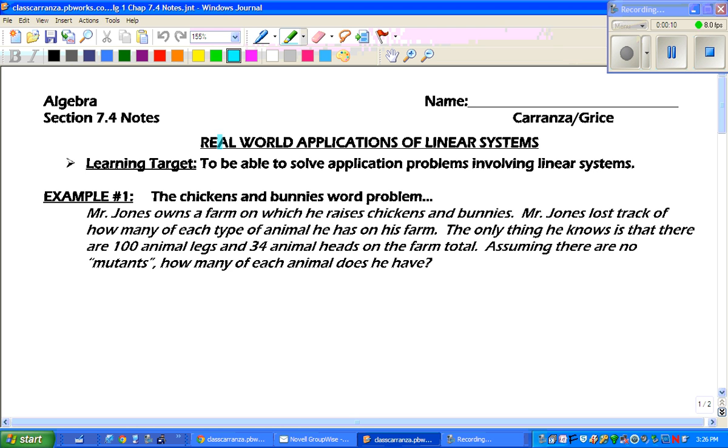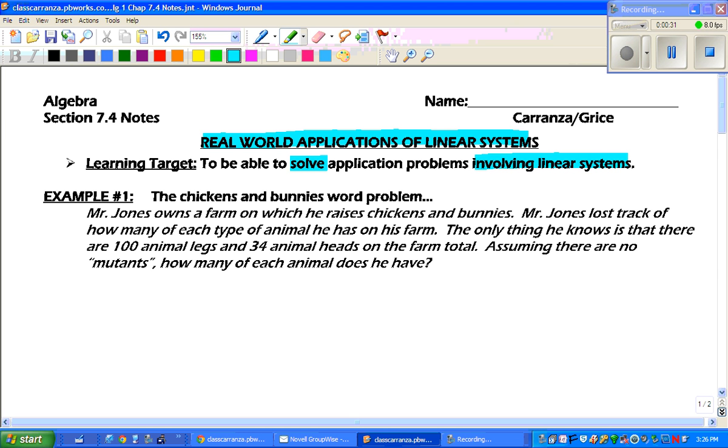Today we are talking about real-world application of linear systems. Our learning target today is to be able to solve applicational problems involving linear systems. So, there's a study done of 8th graders a couple years ago, and here's the problem that they were given.